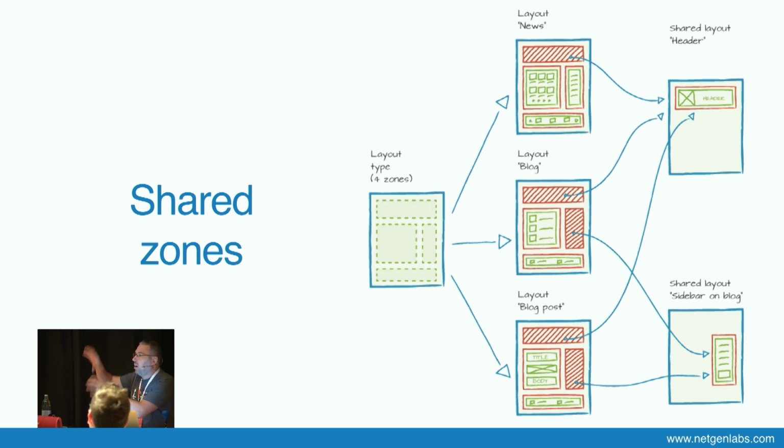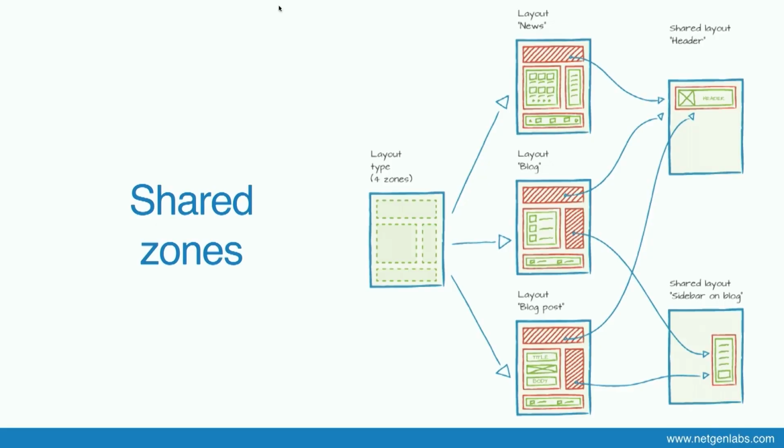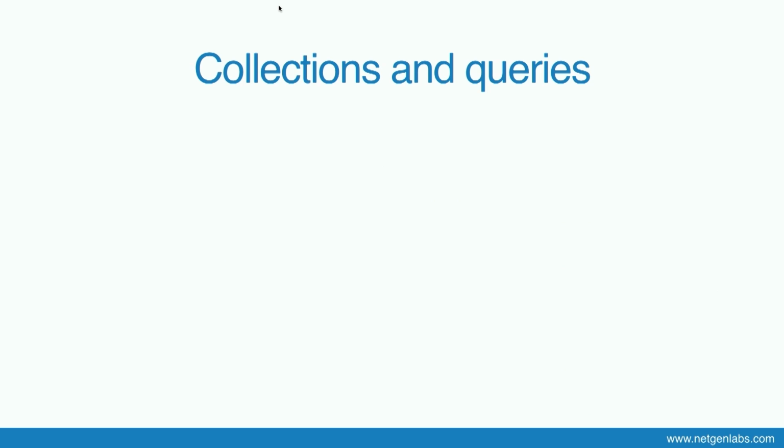So you have a shared layout where you put blocks, and then you go to, for example, the news layout, and you link the zone from the header to the shared layout header, and then do that for every layout. The point is that you manage the blocks in the header in only one place, and it could be used in 50 layouts, right? And then the same thing can be used for the footer, for pre-footers. It could be used for sidebars, left columns, right columns, whatever. Okay? Any questions here? Okay, let's go further.